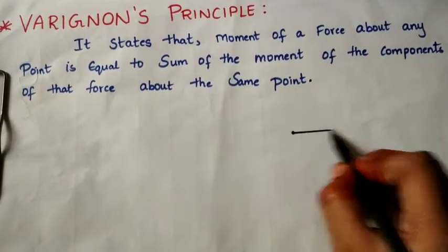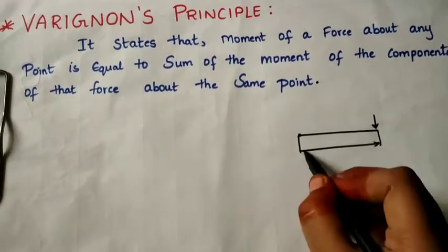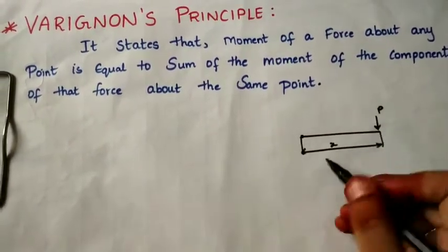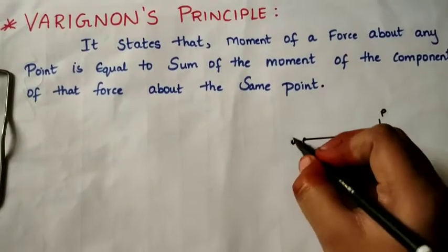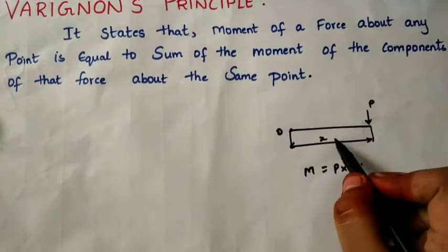Moment of force can be known if we know the force applied about a point and the particular distance x, because moment is equal to force into perpendicular distance. That means moment about O is P into x.